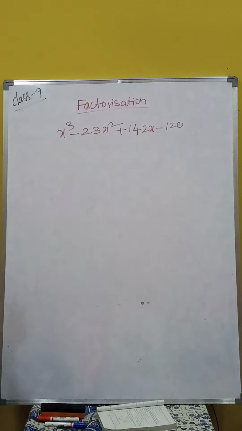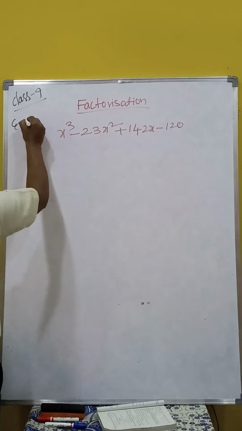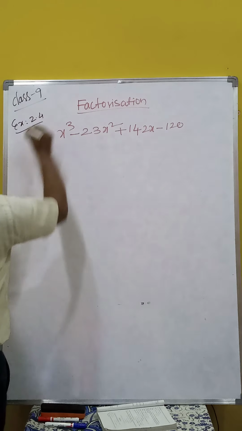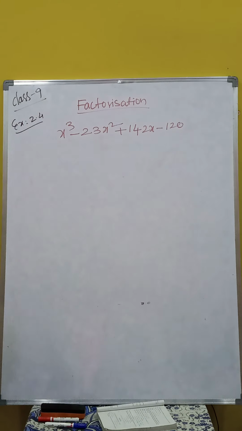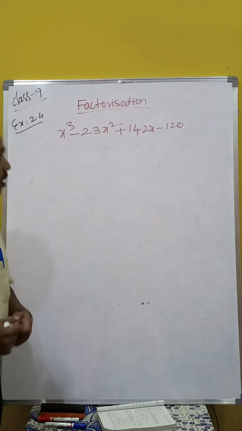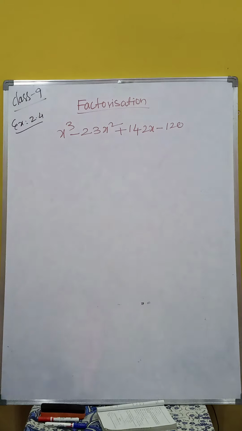Exercise 2.4 up to 4th bit completed. Now we have to do 5th bit. Before going to solve the 5th bit, factorize the 5th bit, first we'll go for one example. I will show you how to factorize the cubic polynomial.